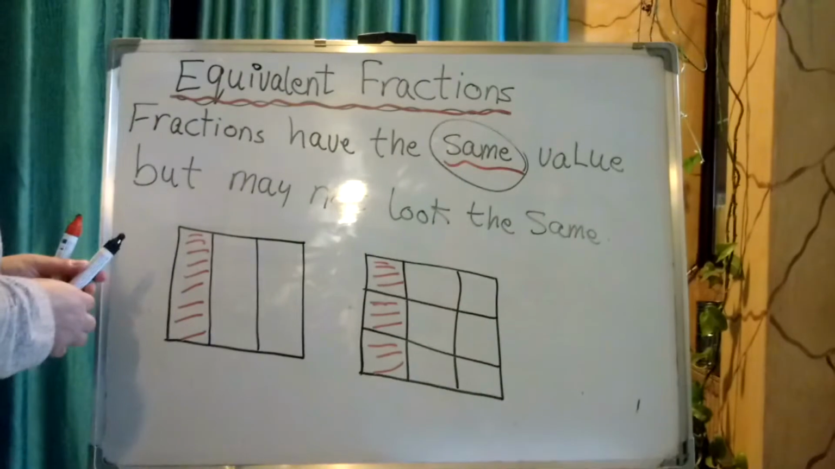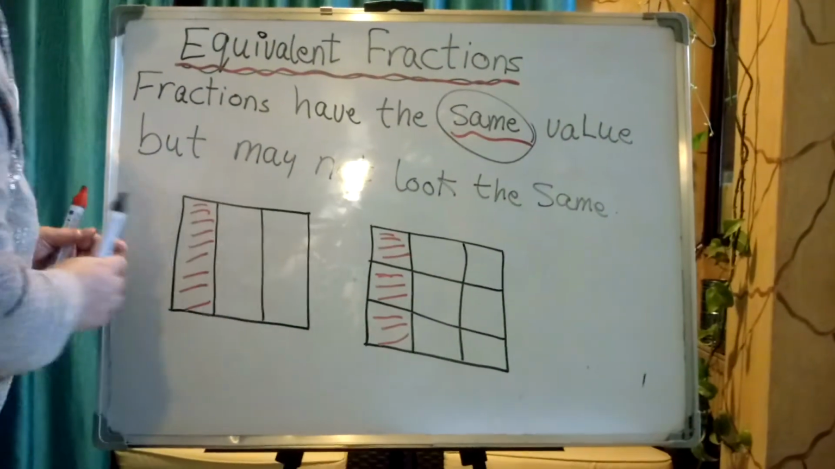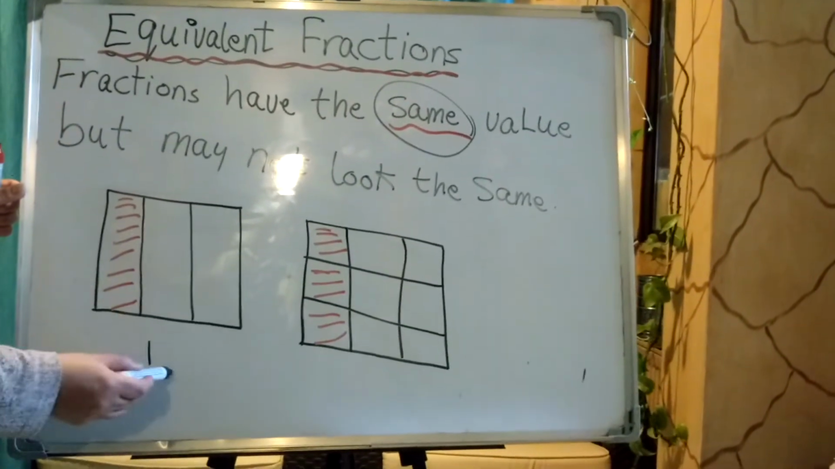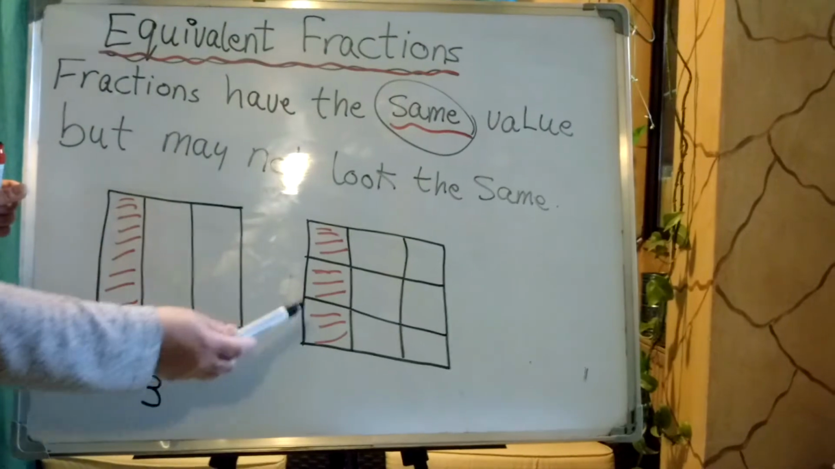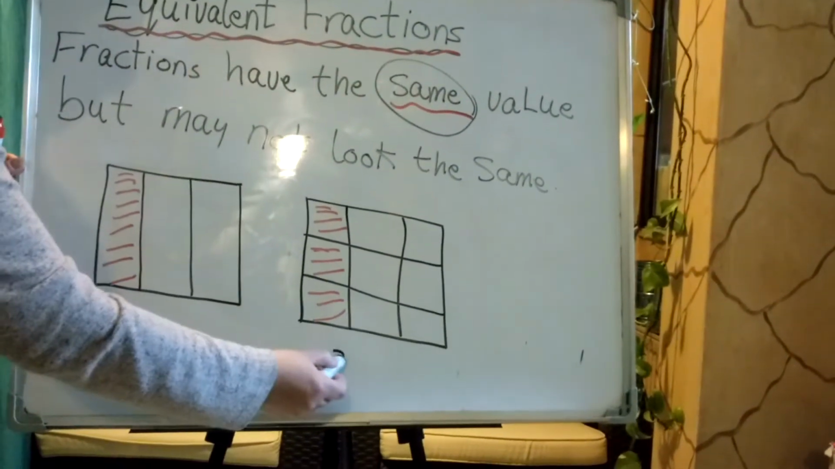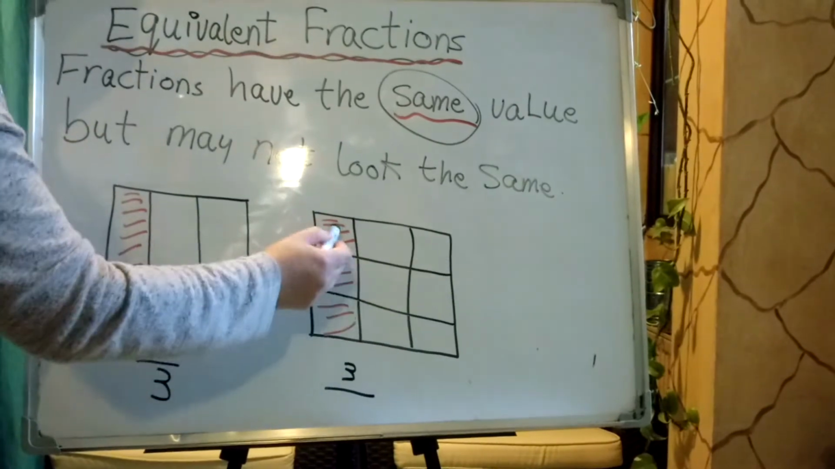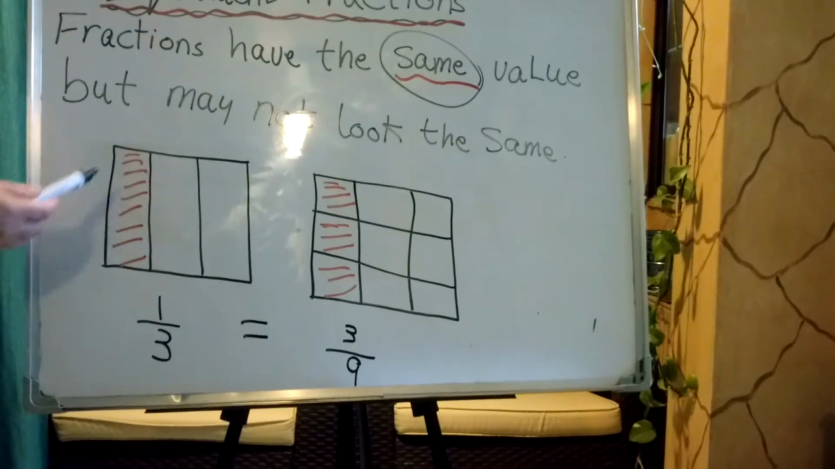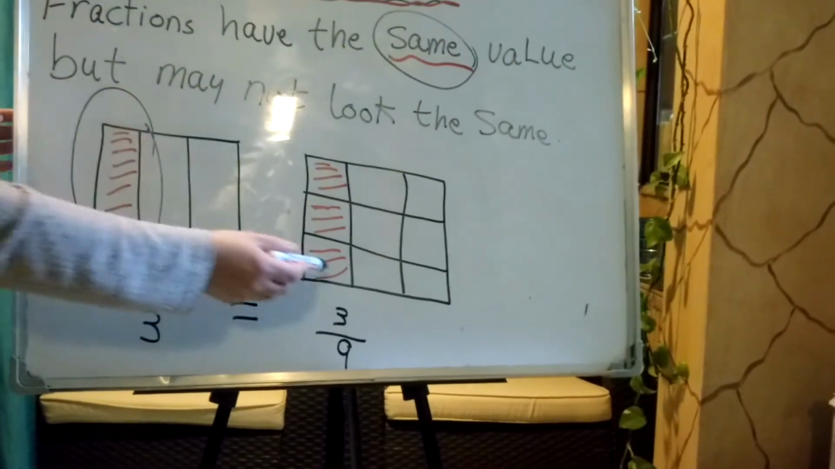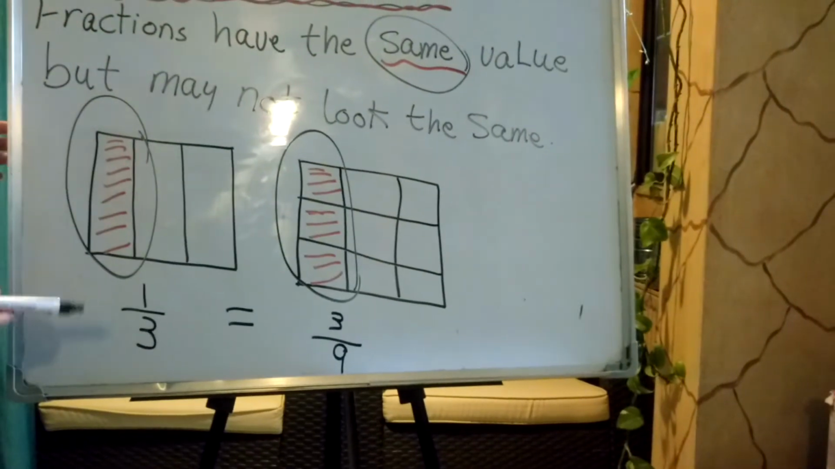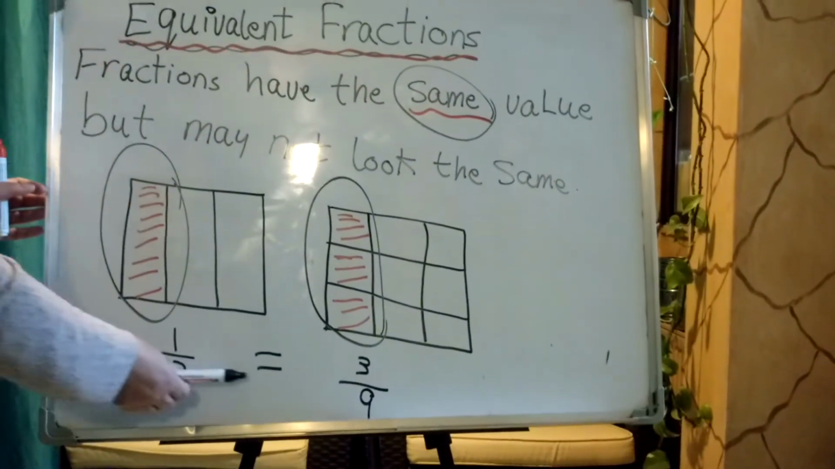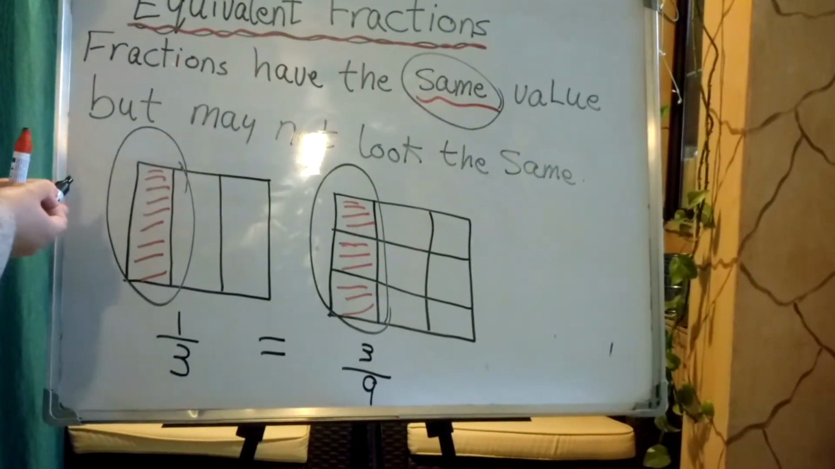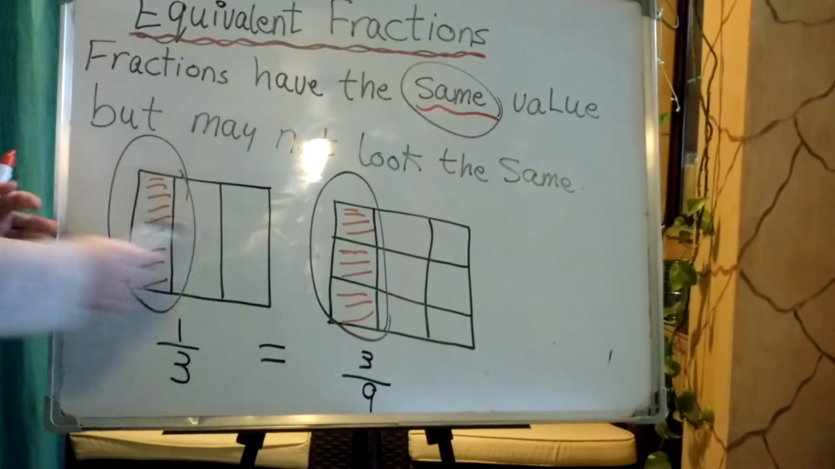One more example to show equivalent fractions. Here you have 1 shaded part out of 3, so it's 1/3. And here you have 3 parts out of 1, 2, 3, 4, 5, 6, 7, 8, 9. And we can here also recognize that this part is equivalent to these 3 parts, which means that 1/3 is equivalent to 3/9. If we ask ourselves, how can we guess that 1/3 is equal to 3/9?